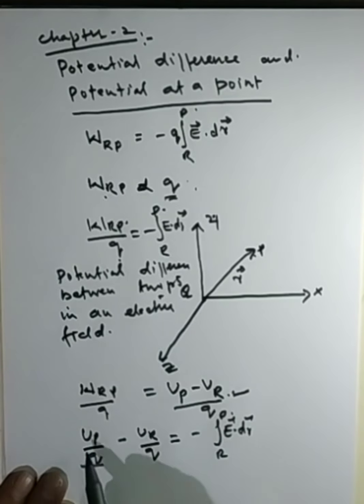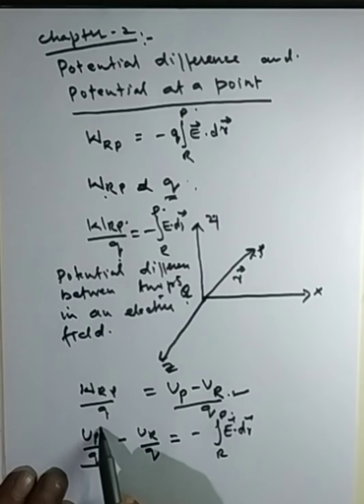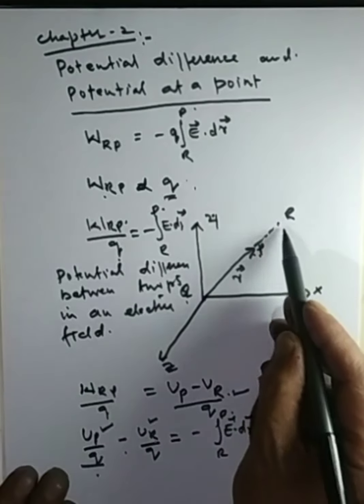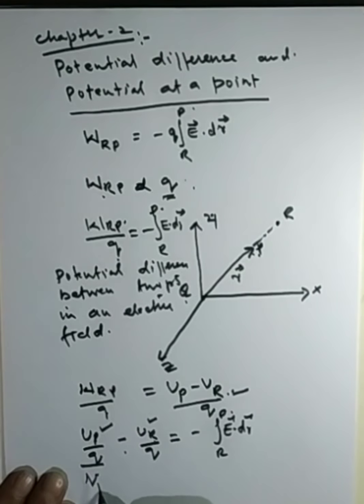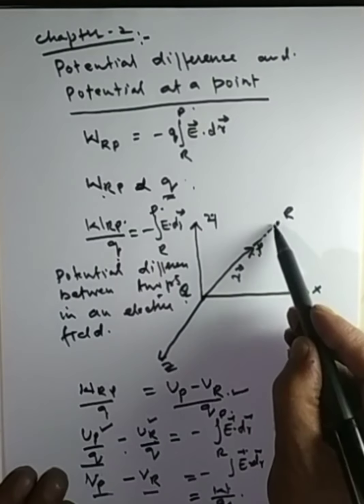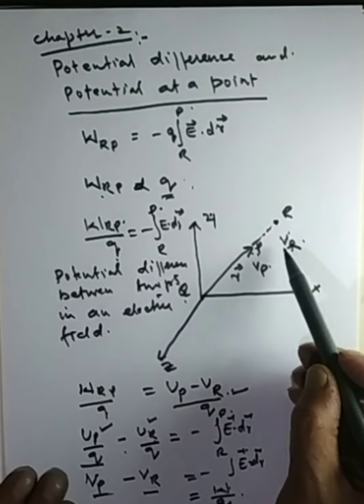The quantity this is called potential at point P due to charge Q. This is independent of charge. Furthermore, UR is potential at point R, let us say this is point R, in electric field of Q. So we write this as Vp minus VR equal to minus integral E dot dr, or simply work over charge. So this is potential at P, this is potential at R. तो दो जगह पे ये potential है.